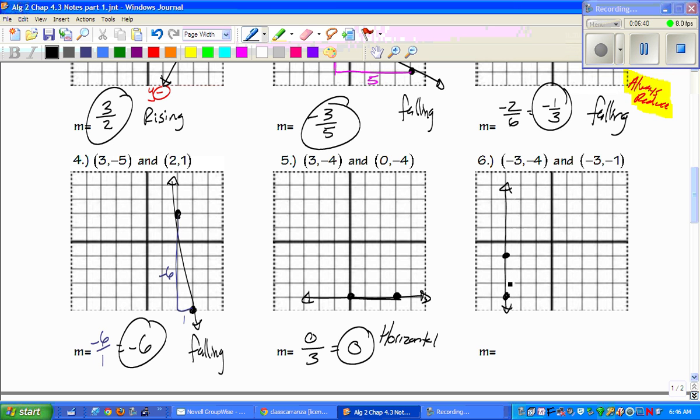Now this one, our vertical change going up is 3, but horizontal is 0. We don't move at all. This is an undefined slope. You cannot divide by 0. And this is a vertical line. Okay? So that's how we figure out slope from a graph.